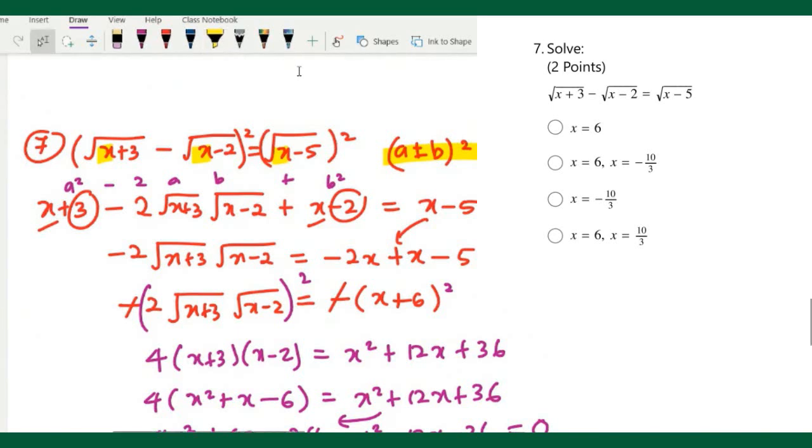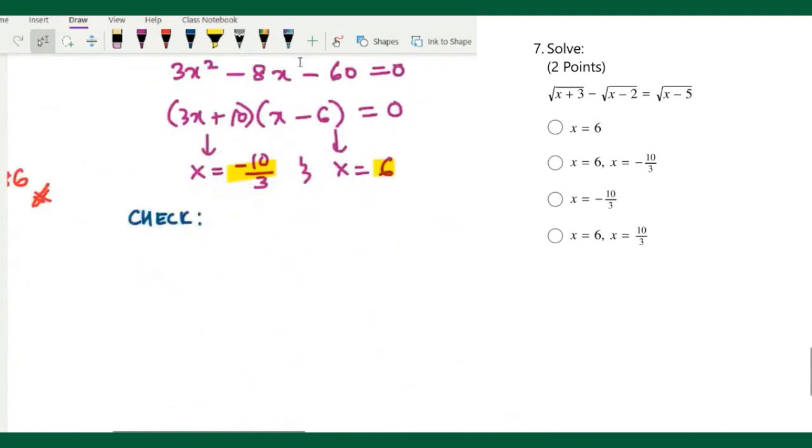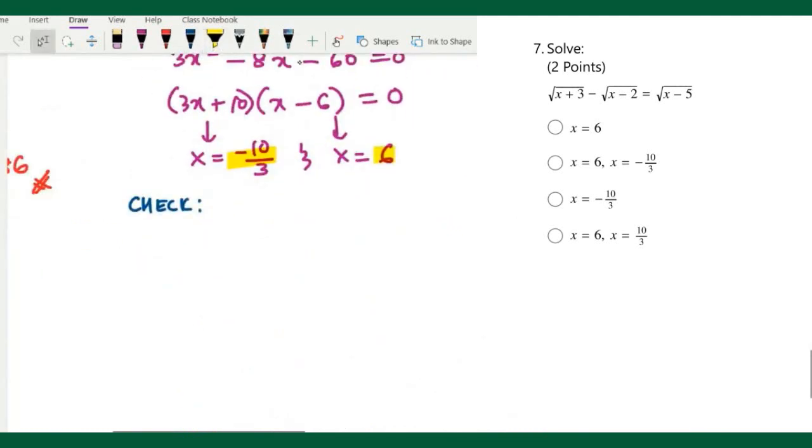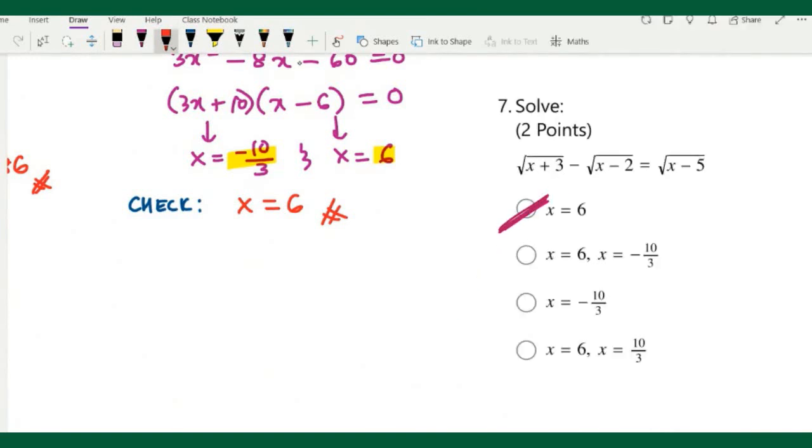Okay, you may just press your calculator. You don't have to show your working for the check part. So, finally, after checking, we end up having x equals to 6 is the only answer for this question. Okay, whereby x equals to negative 10 over 3 is not acceptable because when we substitute, the left and right are not the same. Okay, that's for number 7.